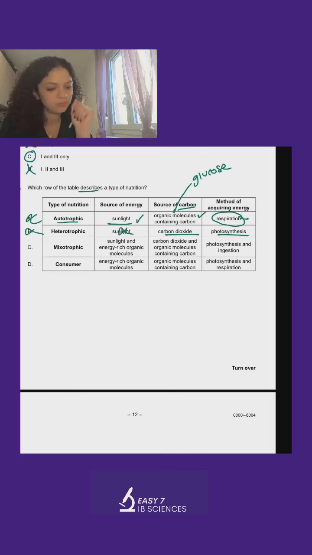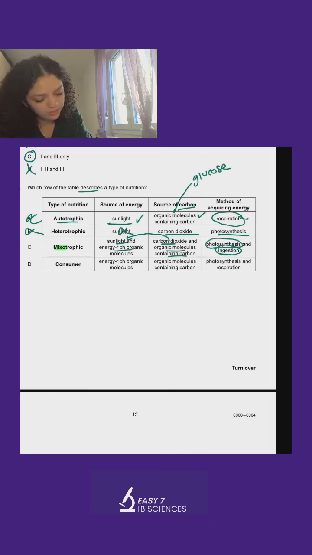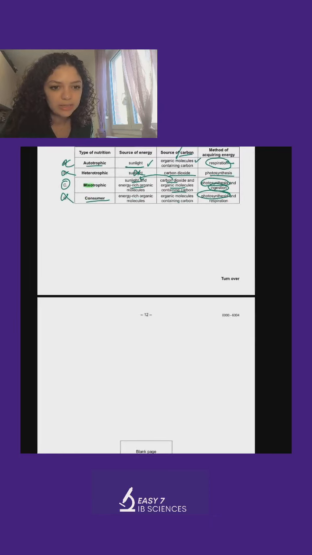What's a mixotroph? Use the word mix to help you. They do a mix of both, right? So they do get energy from sunlight. They do get it from glucose. Their source of carbon is carbon dioxide because they can undergo photosynthesis and they can also just eat glucose, right? They can just ingest things. So their source of energy is ingestion and photosynthesis because they can do both. That's why our answer is C. Now, a consumer does not photosynthesize. That's why our answer cannot be D. Okay? Hopefully, this is making sense, everyone.